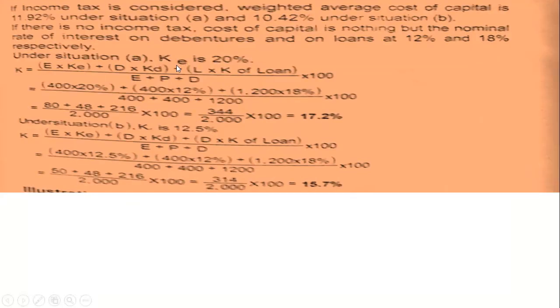Now here we are solving this problem under the assumption that there is no tax effect on cost of debt and cost of loan. So under situation A, 80 plus 48 plus 216 divided by 2000 into 100, we'll get 17.2% as the weighted average cost of capital. And under situation B, where the cost of equity is 12.5%.